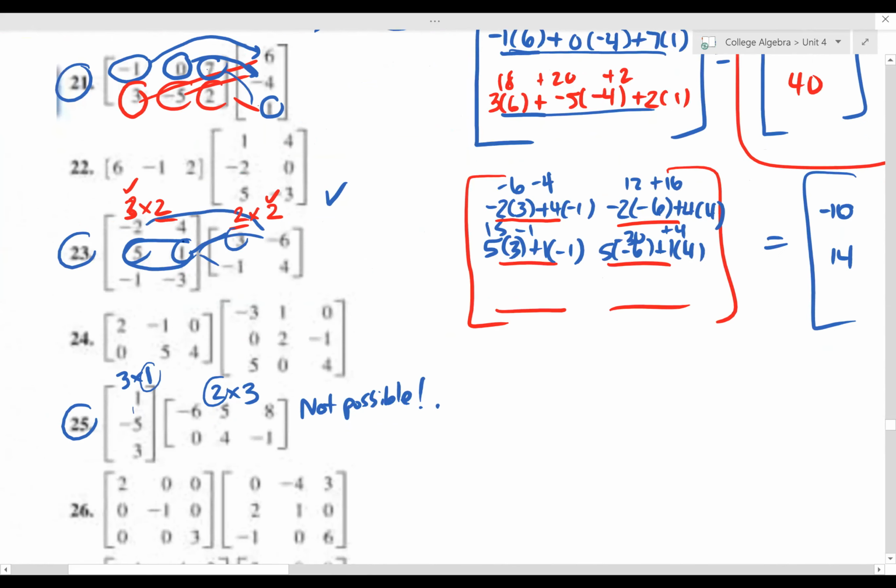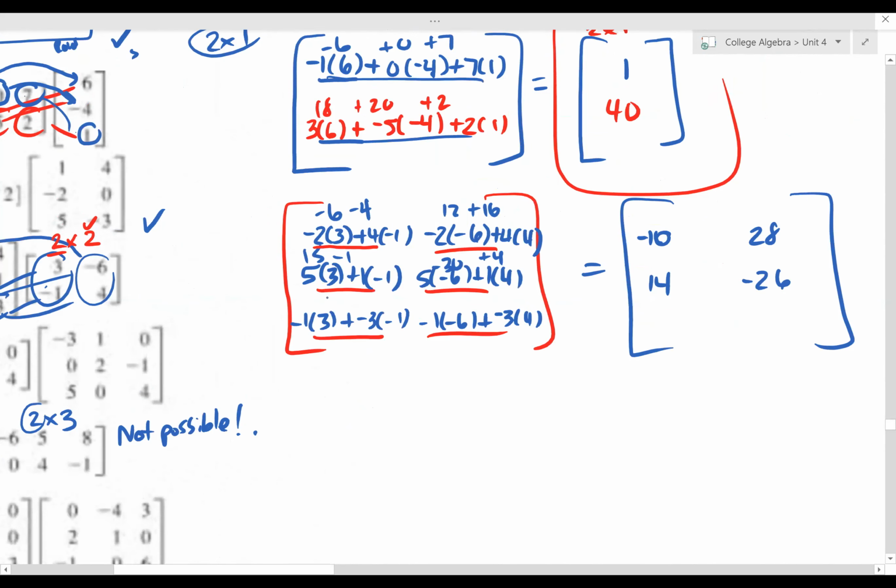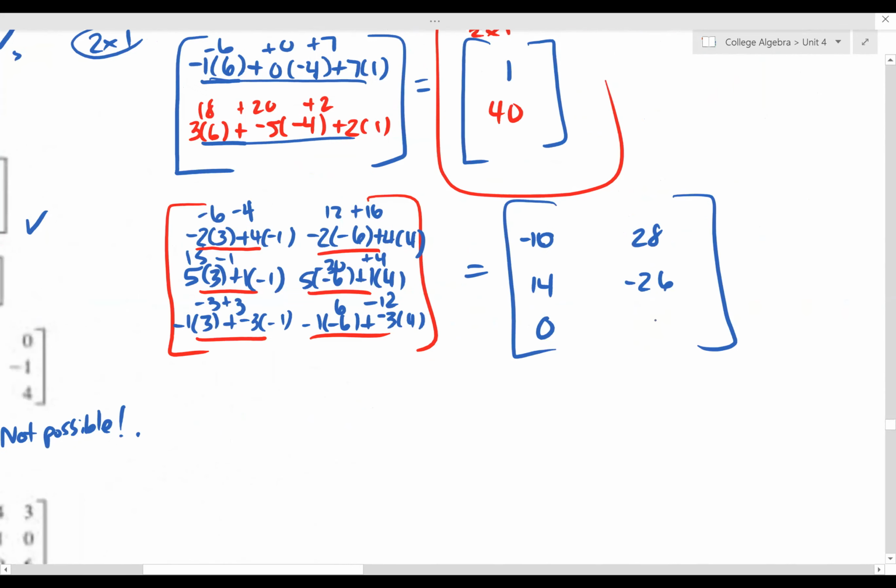Okay, and now we go ahead and apply row 3 in the first matrix by column 1, and then row 3 by column 2. So that would be negative 1 times 3 plus negative 3 times negative 1. And then we have negative 1 times negative 6 plus negative 3 times 4. So that would be negative 3 plus 3, so that would be a 0. And then positive 6 minus 12 would be a negative 6. So we've got our 3 row by 2 column matrix finished.